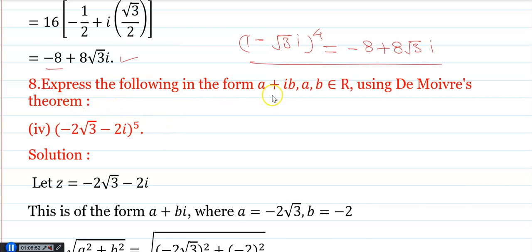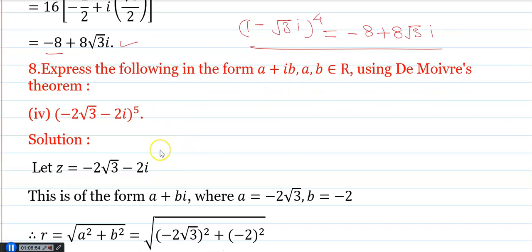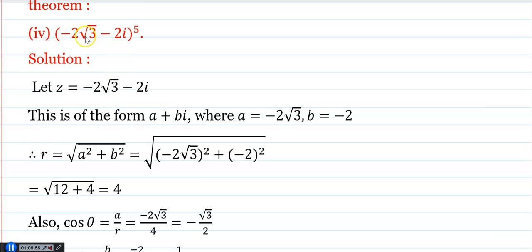Express this again in the form a plus ib by using de Moivre's theorem: (minus 2 root 3 minus 2i) bracket raised to 5. Okay, again z is in the form a plus ib. The value of a is minus 2 root 3, b is minus 2. r is equal to root of a square plus b square, which is minus 2 root 3 bracket square plus minus 2 bracket square.